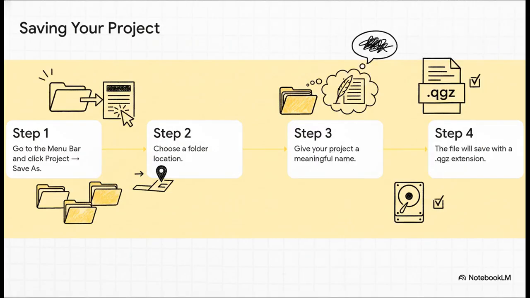The second essential command, saving your project. Please get into the habit of doing this early and often. Just go up to the project menu, click Save As, find a folder, give your project a name that makes sense, and you're good to go. It'll save as a .qgz file.